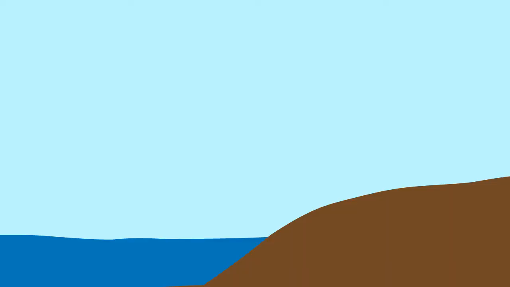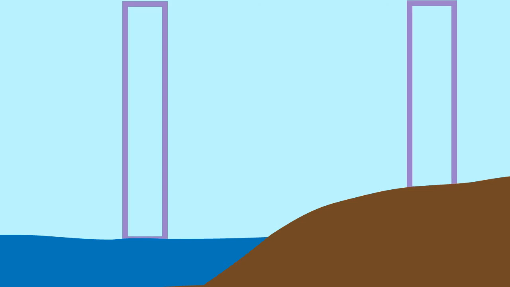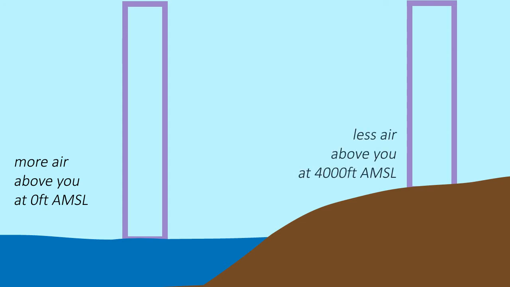So before we get into pressure altitude and all of those things, we need to understand how pressure works in our atmosphere. When we think of ourselves on the ground, there's air above us, and air, believe it or not, has mass. The best way to think about this is to think of a column of air above you. When we look at someone standing at 0 feet above sea level, there's way more air above them than with someone standing at 4,000 feet above sea level.